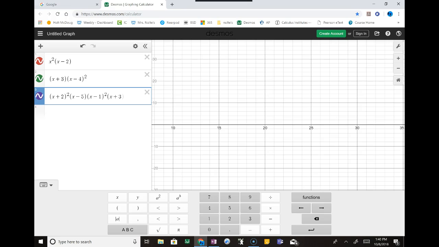So I have x squared on my first one. There's 2 there. Then I have x minus 5. That's the third. Then I have another x minus 1 squared. That's 2 more. And then I have the x plus 3. What's my leading term? X to the 6th. X to the 6th.